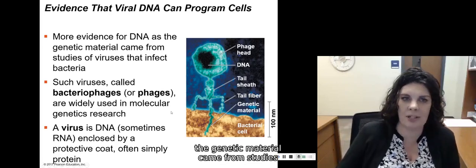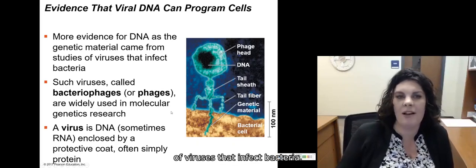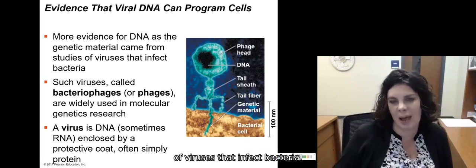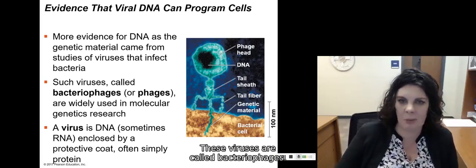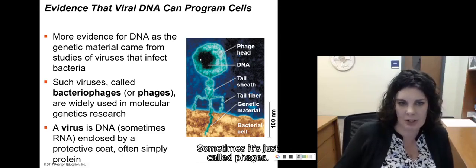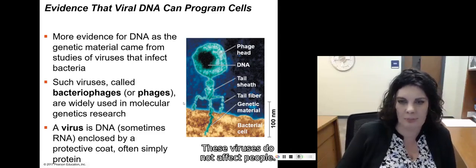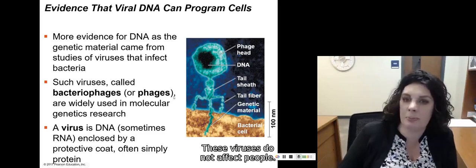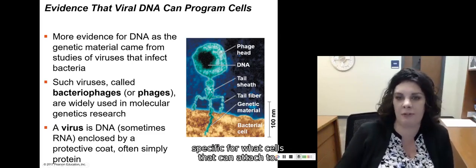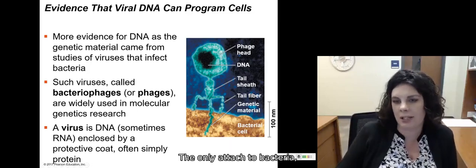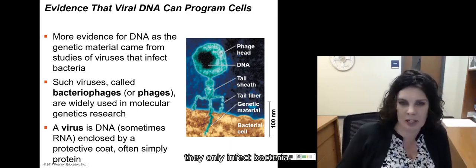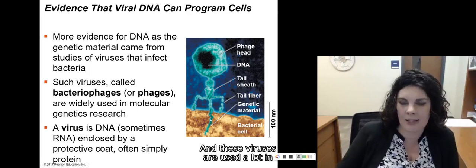And then more evidence for DNA as a genetic material came from studies of viruses that infect bacteria. So these viruses are called bacteriophages. Sometimes they're just called phages. And these viruses do not infect people. They're very specific for what cells they can attach to. They only attach to bacteria. They only infect bacteria.